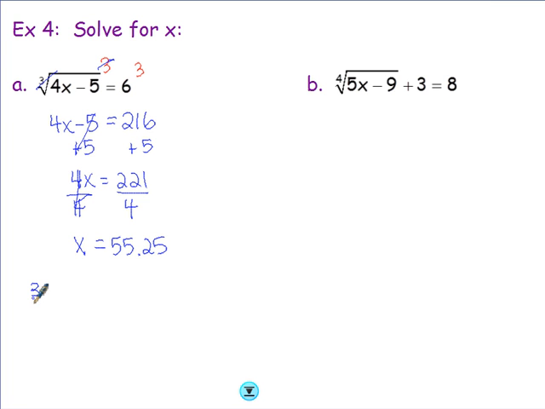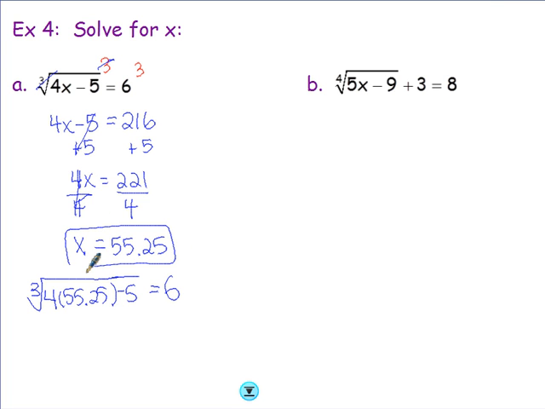So cube root of 4 times 55.25, take away 5. And we want that to hopefully give us a 6. Well, 4 times 55.25 minus 5, put all that in your calculator one time, that gives you 216. And you're going to use the cube root button. The cube root of 216 is 6, which is what we wanted. So that answer is correct.